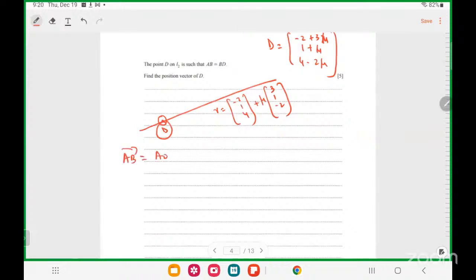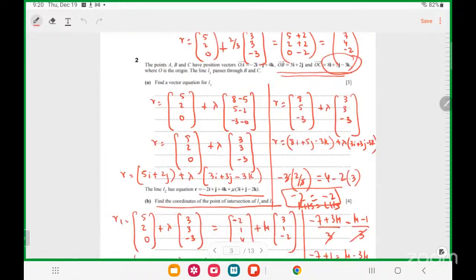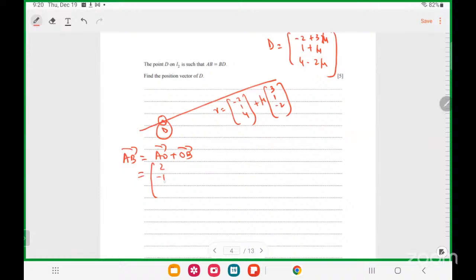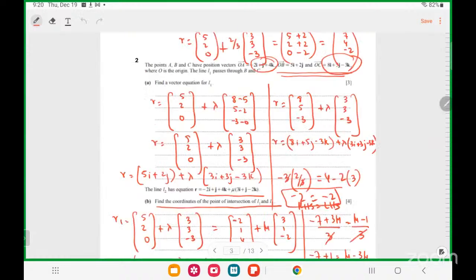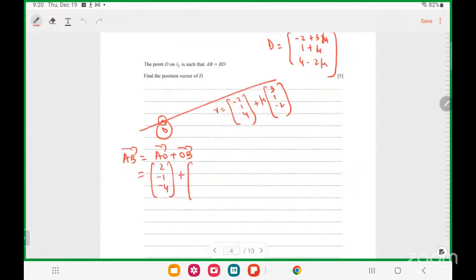AB is AO plus OB. OA is minus 2, 1, 4, so AO will be 2, minus 1, minus 4. And OB is 5, 2, 0. So AB is 7, 1, minus 4. The question says AB is equal to BD. It means that the magnitude of AB is equal to the magnitude of BD.